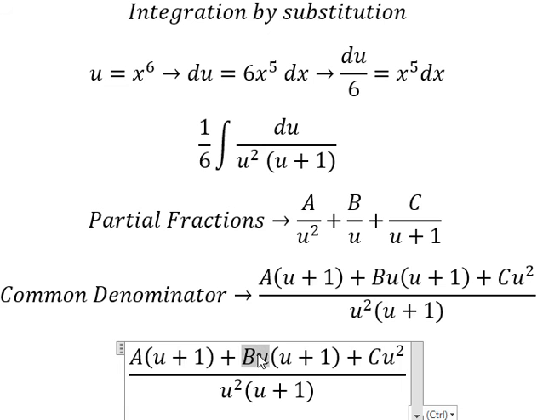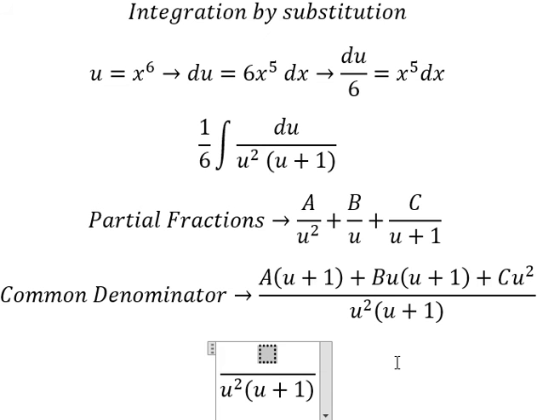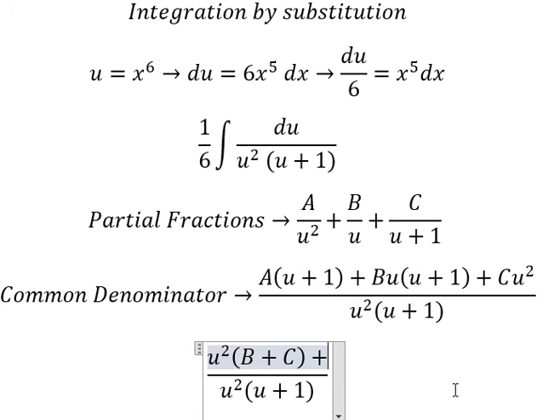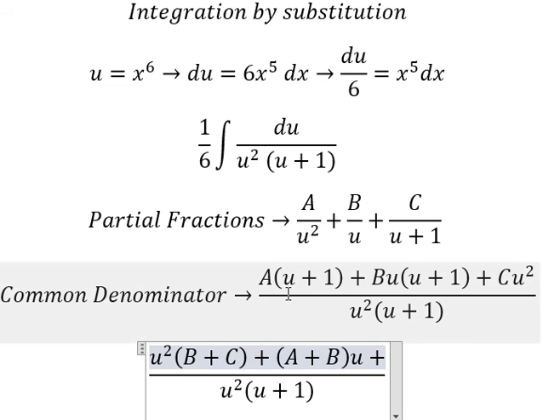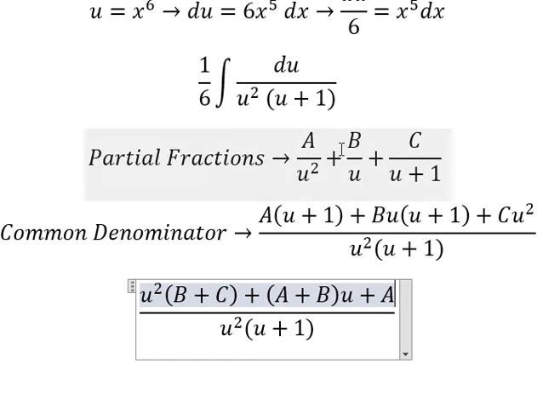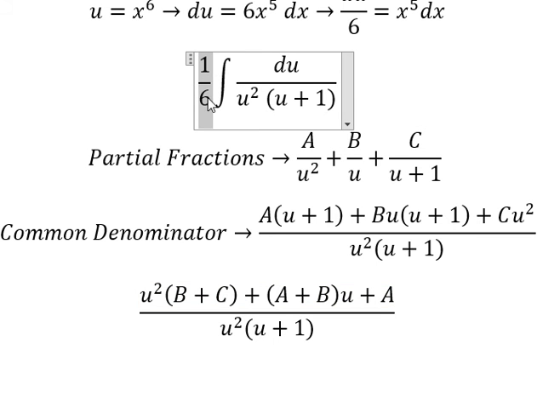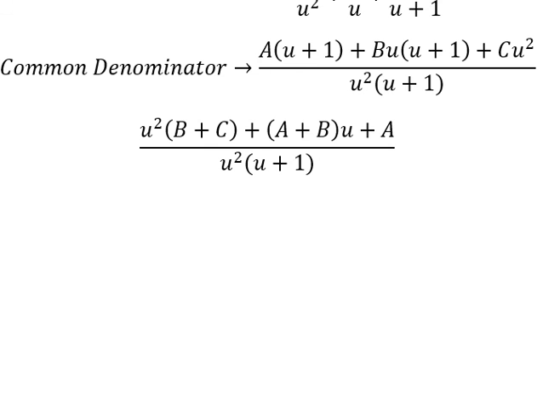Now, we need to arrange this one in terms of u. About u square, we have b plus c. About u, we have a plus b. About nothing, we have a. Now, we look carefully about the coefficient. We just have only 1 over 6. That's it about a. So a plus b and b plus c equal to number 0.